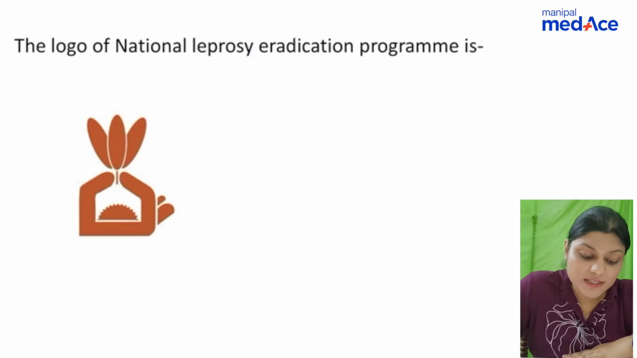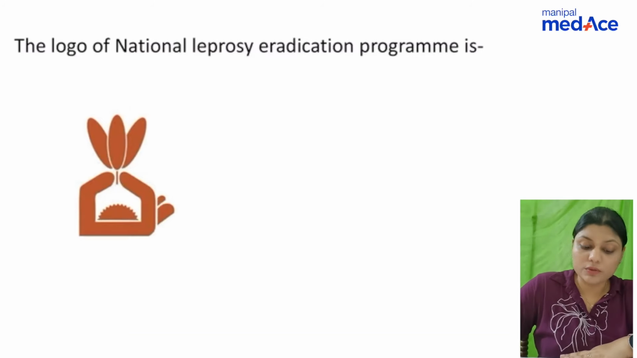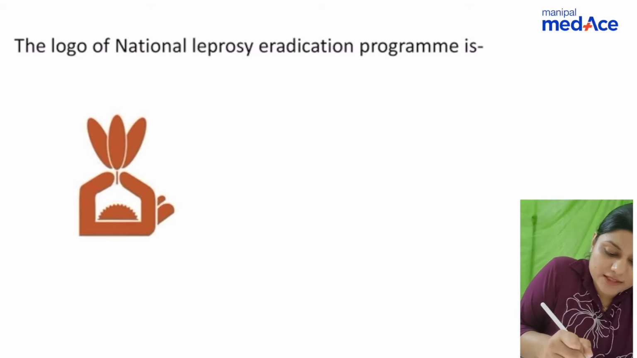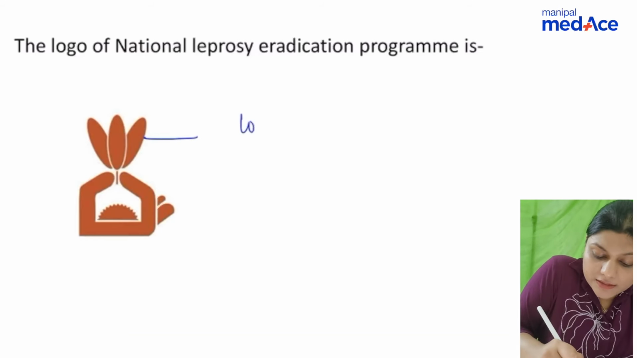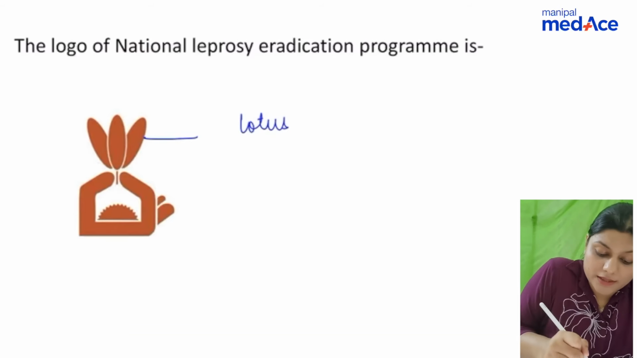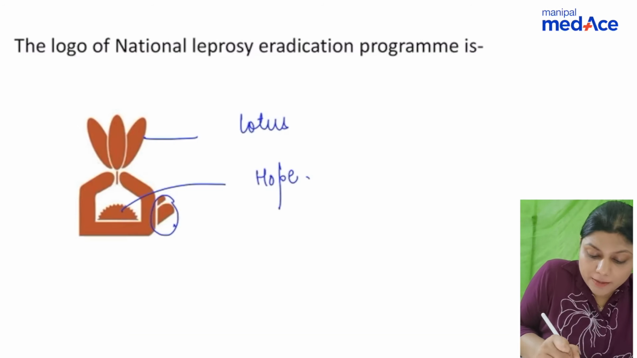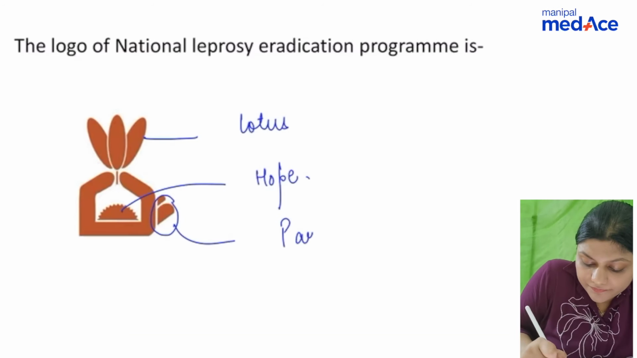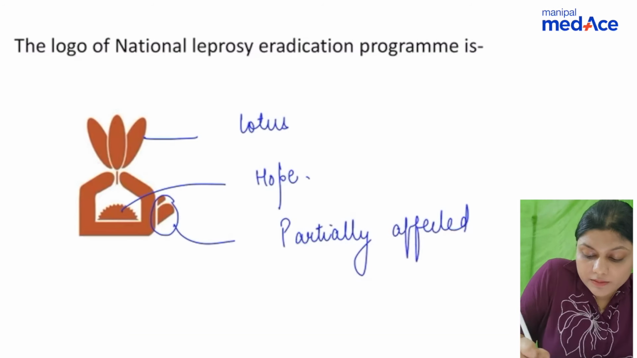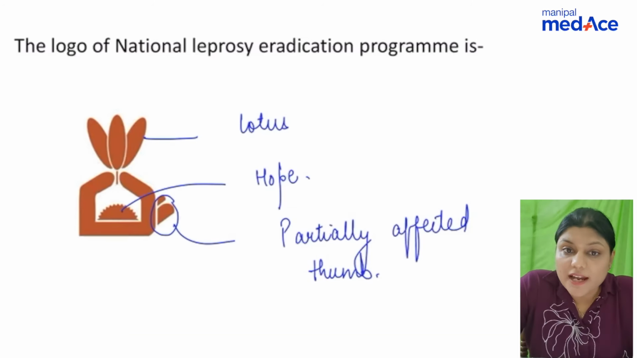The next question is, the logo of National Leprosy Eradication Program is. So this is how the logo looks. You can see that there is presence of lotus, which indicates beauty and purity. Then this is the sun part, which means hope. And this part is partially affected thumb, which means that leprosy can be cured and the patient can be a useful member of the society.